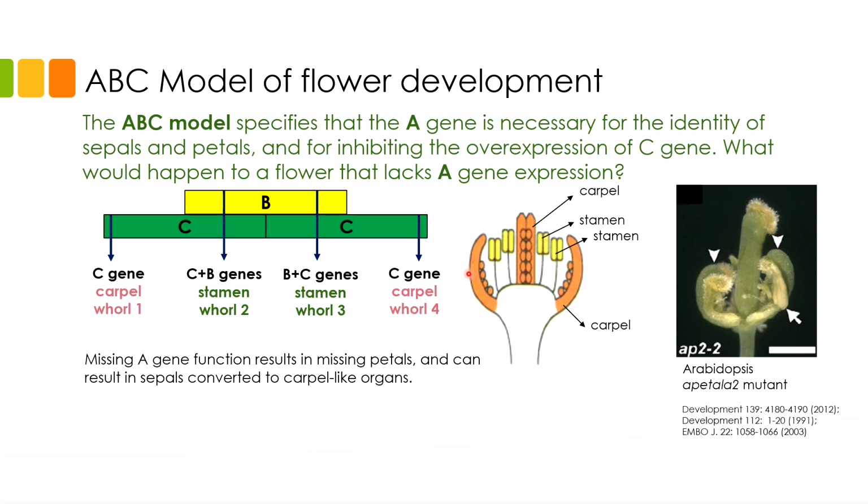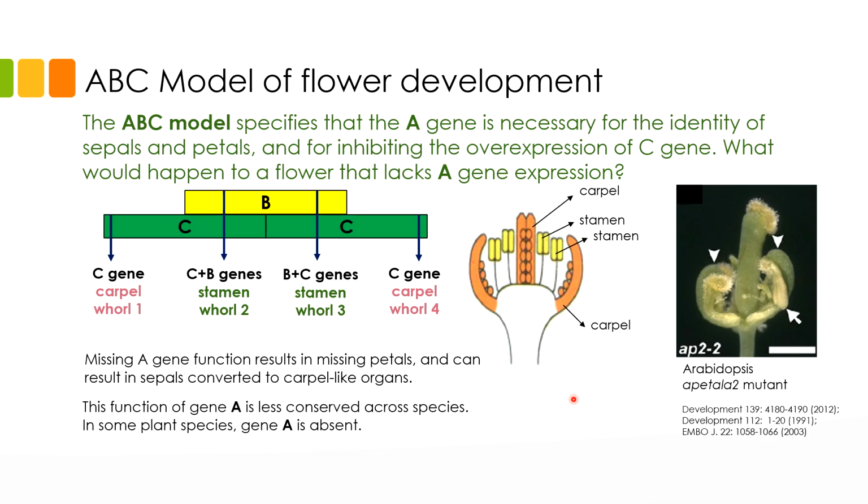This is an actual example of Arabidopsis flower lacking the A gene. You can clearly see only the presence of the carpel and the stamens and none of the non-reproductive parts of the flower. Studies on other plant species show the absence of the A gene. This indicates that the function of the A gene in controlling sepal formation in flowers might be less conserved across species.